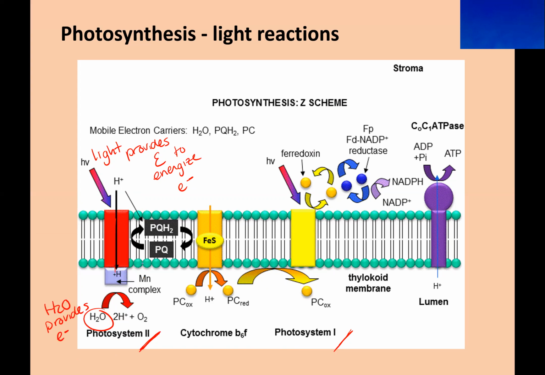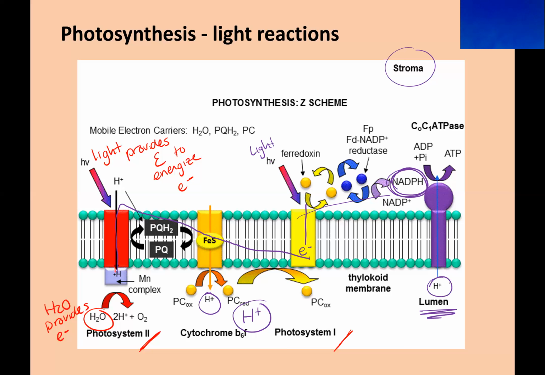The electrons get excited and they go through this electron transport chain. What they're doing is pumping hydrogen ions into the lumen of the thylakoid. Okay, stroma's out here. The electrons get dumped off in photosystem 1. They get excited from light again. Okay, and then they move and they produce NADPH.